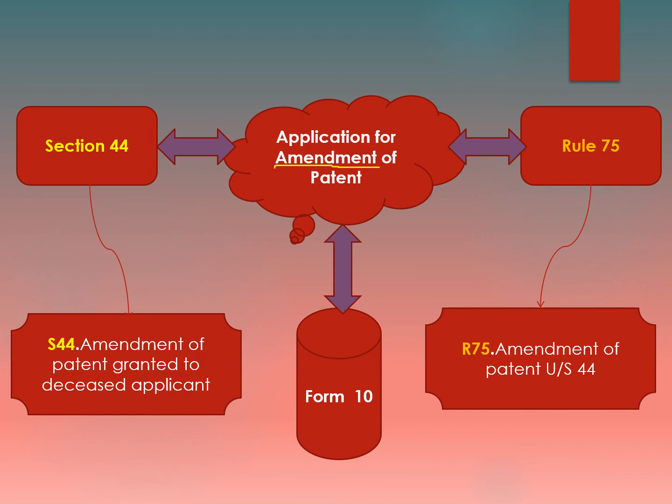So the related section is 44 and the related rule is 75. Section 44 has the title Amendment of Patent Granted to Deceased Applicant, who is not alive. And Rule 75 is Amendment of Patent under Section 44. You can relate Rule 75 and Section 44. So here the main keyword is amendment. So whenever you get a question about amendment of patent, you must correlate this with Form number 10. Form 10, amendment, like this you can remember. So Form 10 is related to Section 44 and Rule 75. Just remember it.